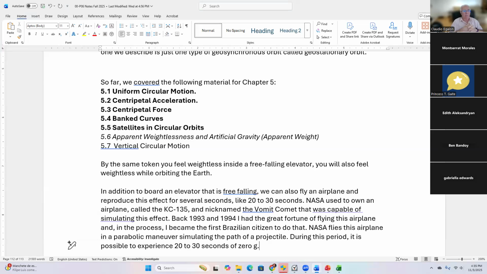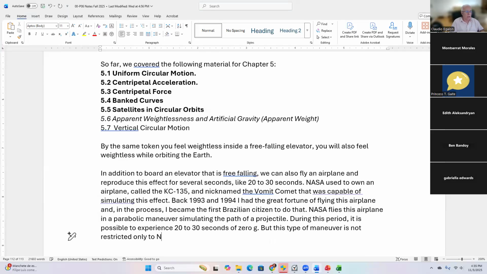Okay. But this type of maneuver is not restricted only to NASA's KC-135. This same maneuver can be reproduced using smaller aerobatic airplanes.